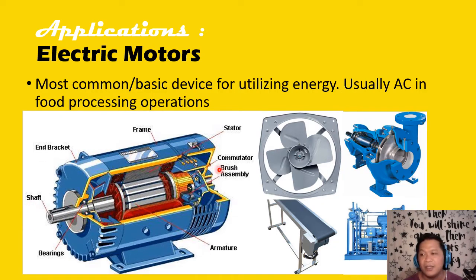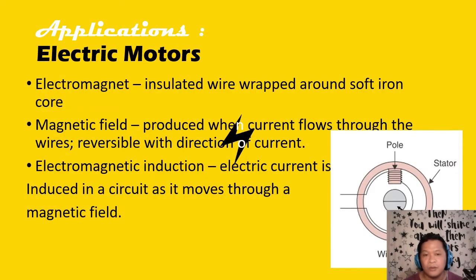So you have yung sa loob nung parang pinaka-cylinder na yon, meron kang shaft na umiikot, may bearings to reduce friction, there's an encasing frame, and then there's what you call the motor and the stator, no? So we have what we call an electromagnet, which is insulated wire wrapped around a soft iron core. Okay? And then a magnetic field is produced when current flows through the wires, and its direction is reversible with the direction of the current. So kung meron kang AC motor, then nagpapalit-palit yung direction ng magnetic field niya.